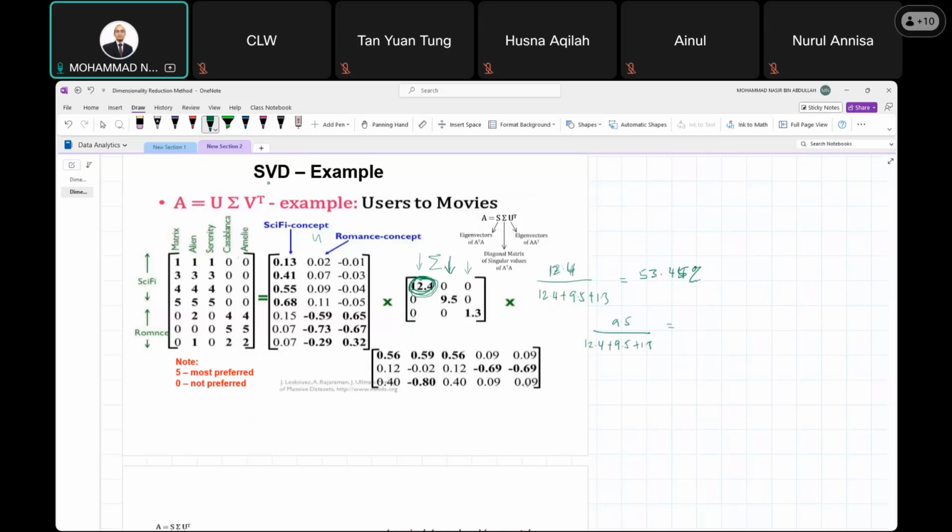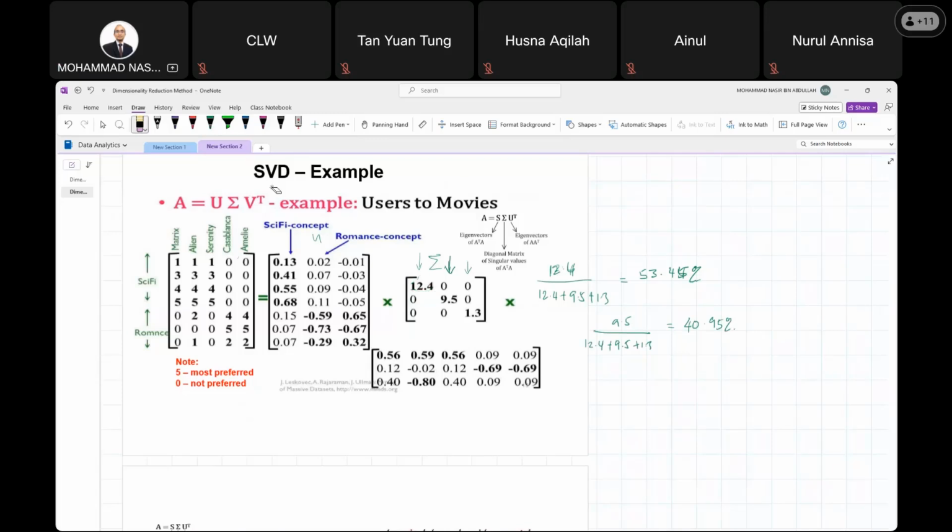It will represent how much? 9.5 will be 40.95% of the total variance, right? Where the last one will be the last one.